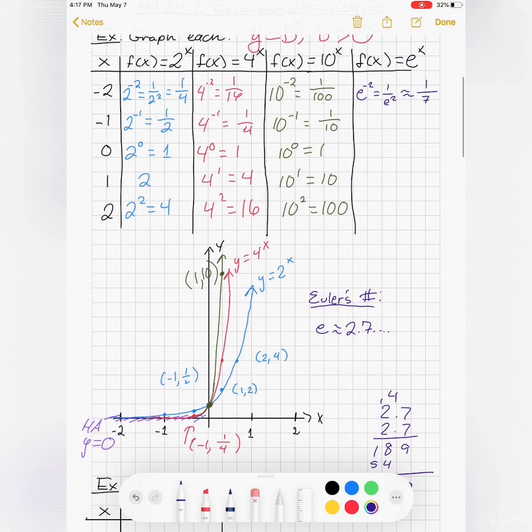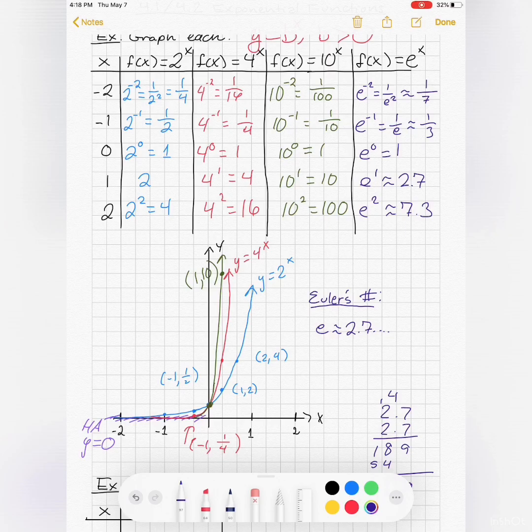So this is like 1 over 7-ish, 1/7-ish. Okay, e to the -1 is 1 over e. That's like 1 over 2.7. Pretty close to a third. E to the 0 is 1. E to the 1 is about 2.7. And then e squared, I just calculated, 7.3-ish.